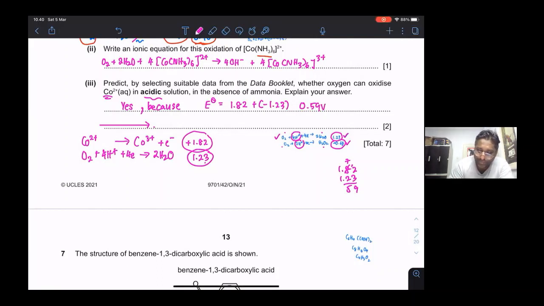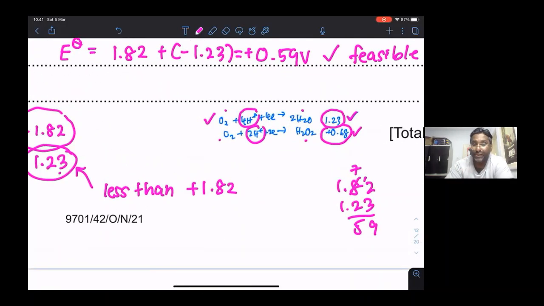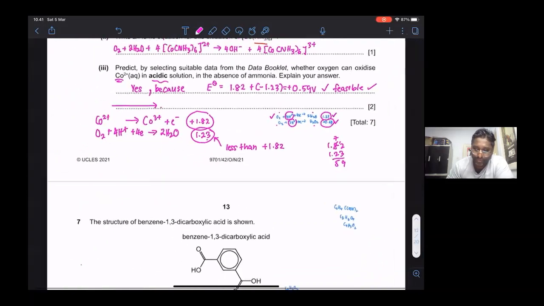Because it's a positive value, the reaction is feasible, so possible. When you answer, you just say that because the E value is positive, or you can say that because this value is less than positive 1.82, therefore oxygen can oxidize Co2+ in acidic solution. But make sure you select the correct equation to do this. So that's going to be the answer for that.